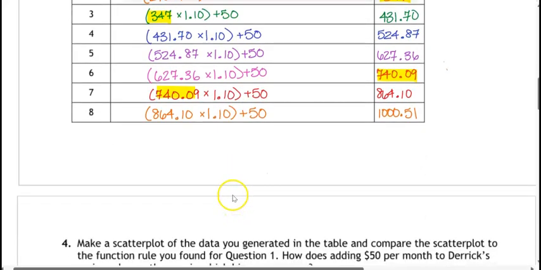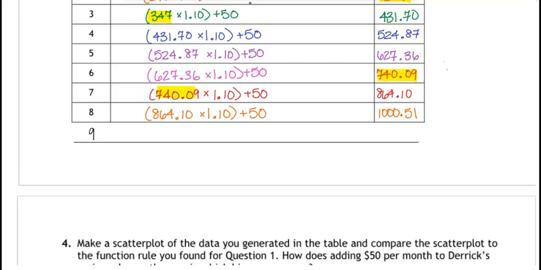So let's go ahead and continue our table and see what it's going to take us in order to get to $2,000. So let me go ahead and extend my table out a little bit here. And that's where I would go. Okay, so month 9. What does that get us?